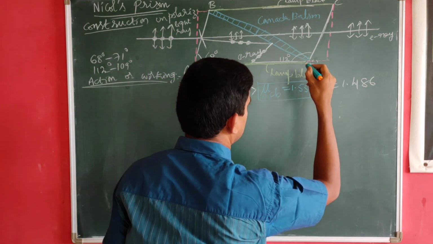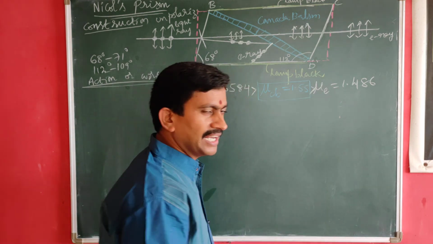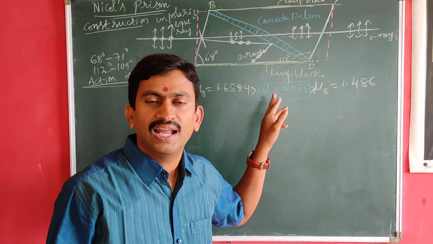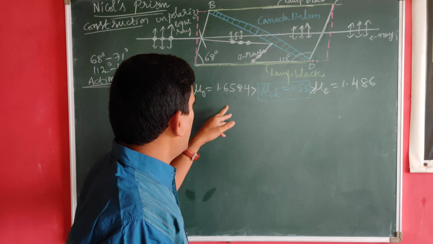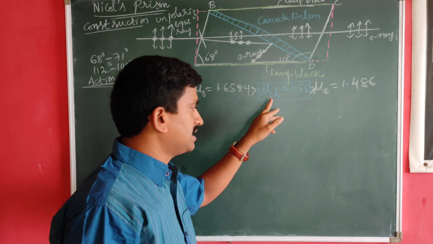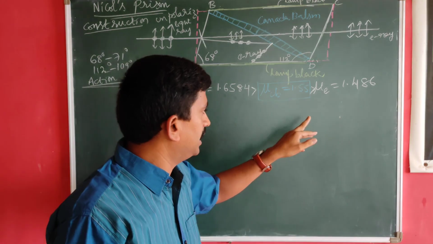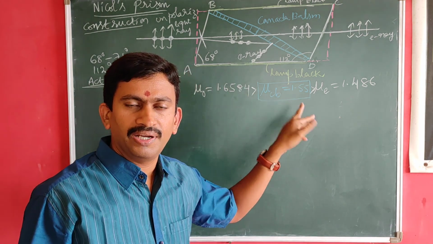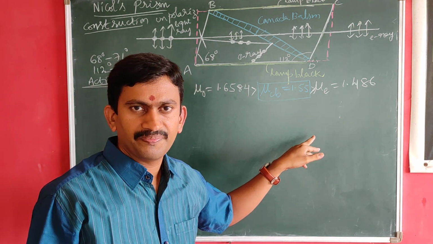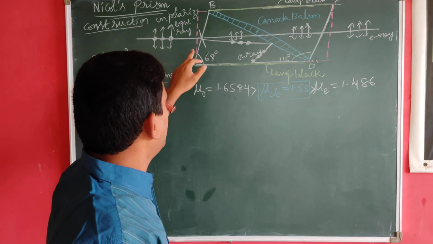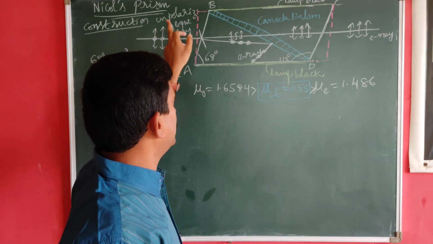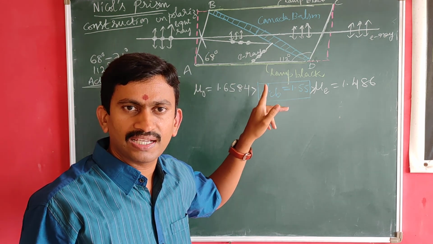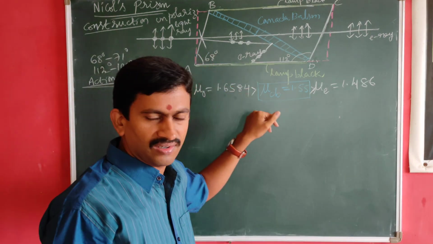So its relation is like this. Then what happens? That particular Canada balsam layer acts as the optically denser medium for the extraordinary ray, and the optically rarer medium for the ordinary ray. So whenever this unpolarized light is incident on the nickel prism, it undergoes two refractions, the ordinary ray and the extraordinary ray.